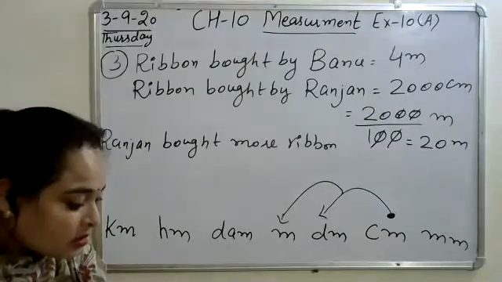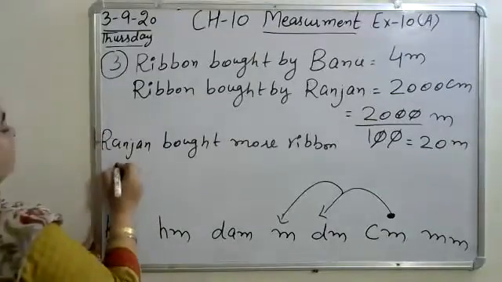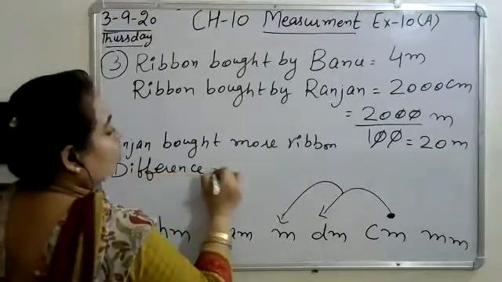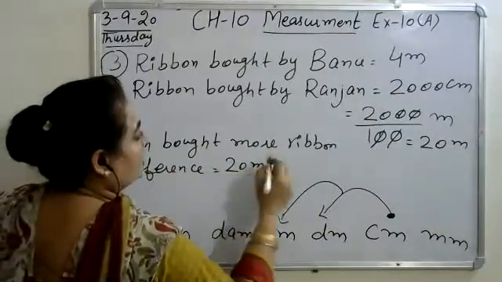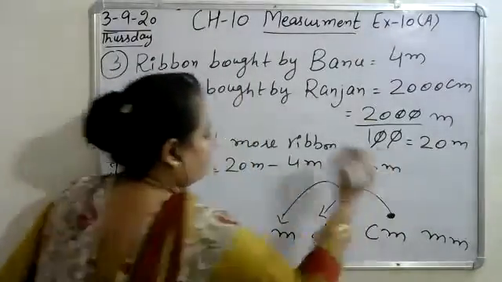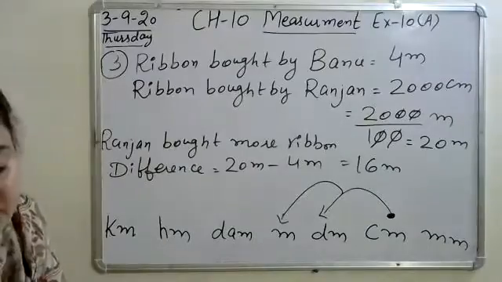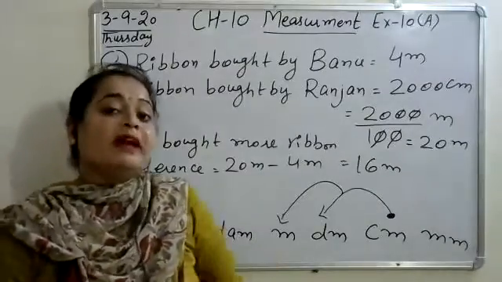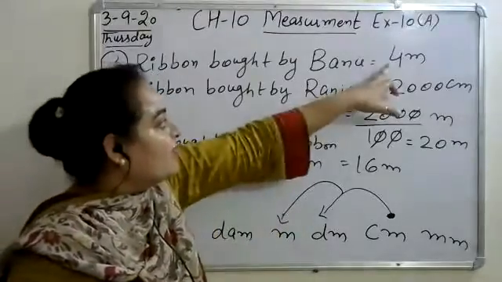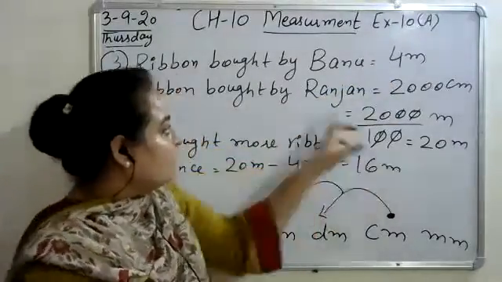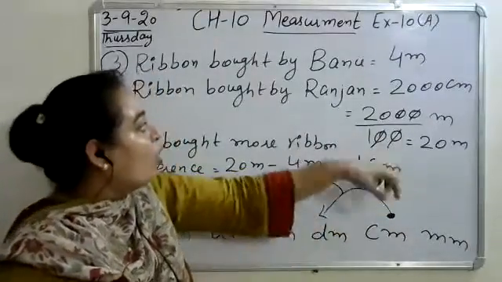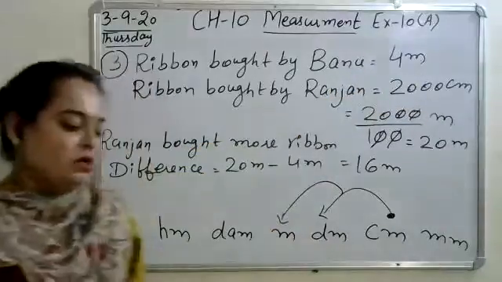By how much? It means we can find here difference. So difference is equal to 20 meter minus 4 meter is equal to 16 meter. Write down. Because the question is based on who bought more ribbon and by how much. How much more? So 4 meter and 20 meter. So how much more ribbon did Ranjan buy? That is 16 meter more as compared to Banu. So write down.